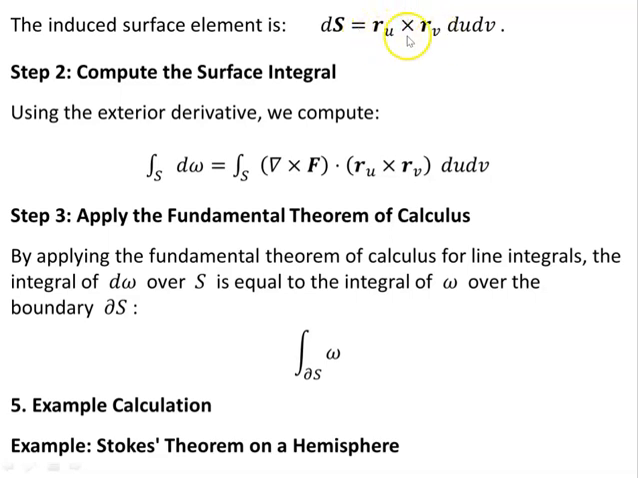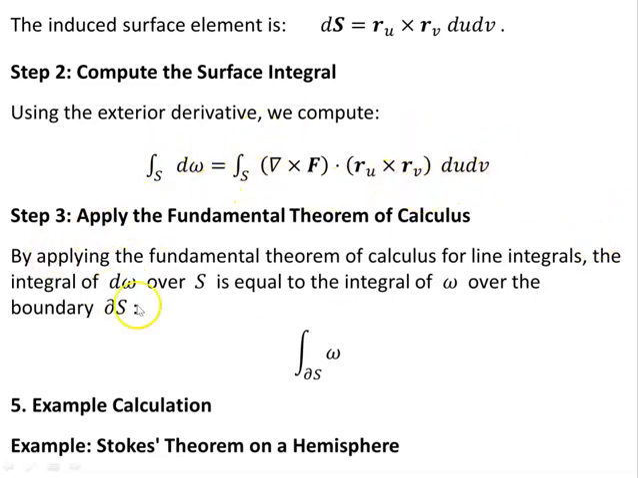This is the cross product, so this gives us a vector perpendicular to both R_u and R_v, and then times the surface scalar element du dv. Remember, this will be normal to the surface. Now, using the exterior derivative, we compute the integral of d omega over the surface S, which is the integral of this, in Euclidean vector calculus. These 2 things give you the same result.